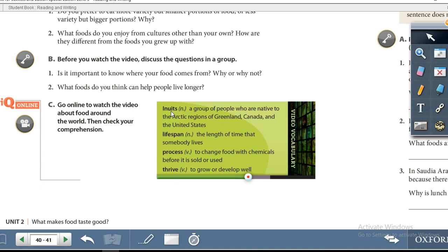The first one, Inuits, which is a noun, a group of people who are native to the Arctic regions of Greenland, Canada, and the United States. Lifespan, which is a noun. The length of time that somebody lives. Process, which is a verb. To change food with chemicals before it is sold or used. Thrive, which is a verb. To grow or develop well, right? So that is the vocabulary from the video. This is to help you understand the vocabulary which is used in the video, right?